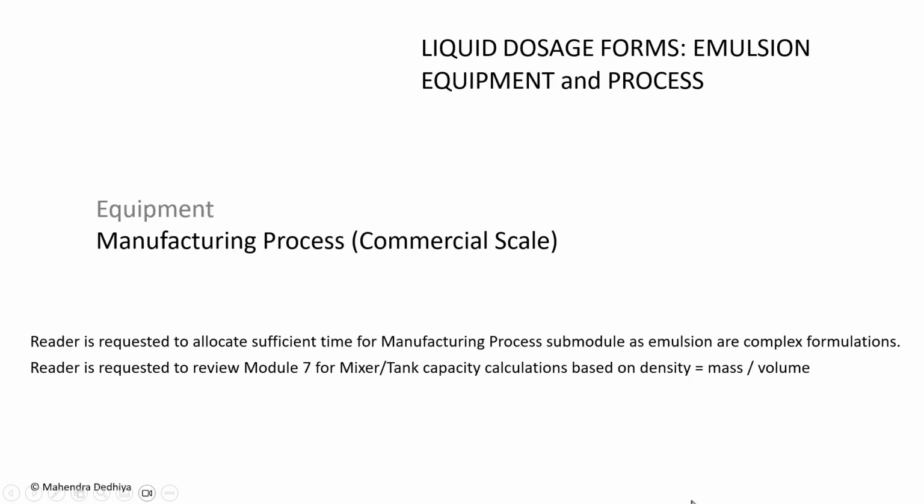We looked at equipment for emulsion processing, such as homogenizer and high shear mixing. The reader is requested to allocate sufficient time for the manufacturing process in this submodule, as emulsions are complex formulations. The reader is also requested to review Module 7 for mixer tank capacity calculation based on density equal to mass divided by volume. We will not look at the calculation in detail in this particular submodule.